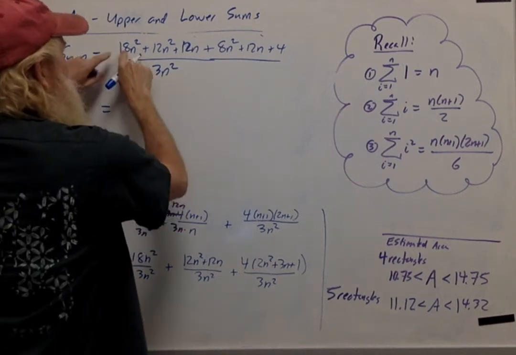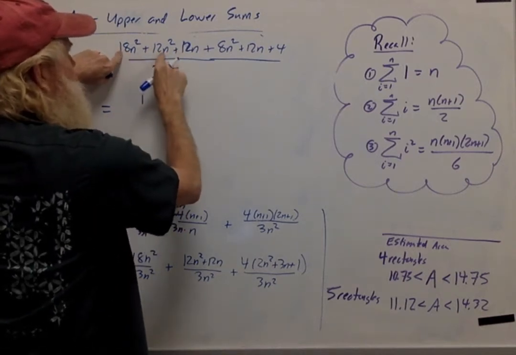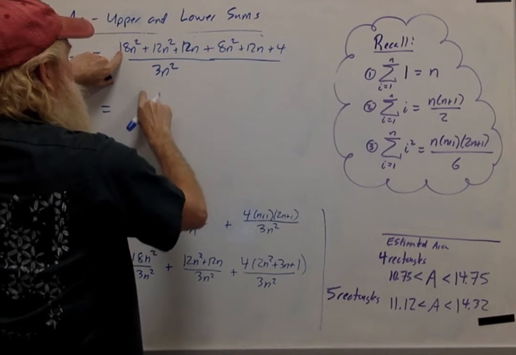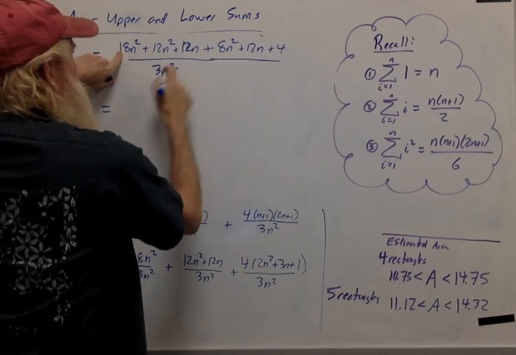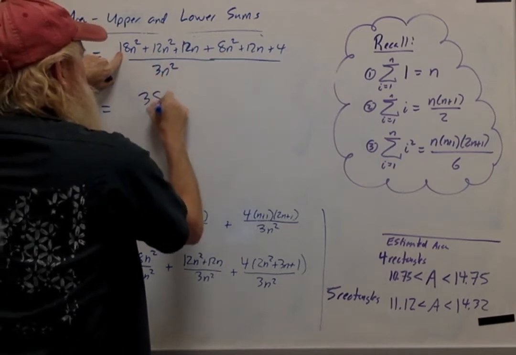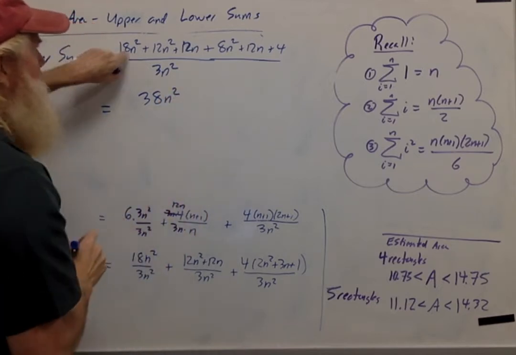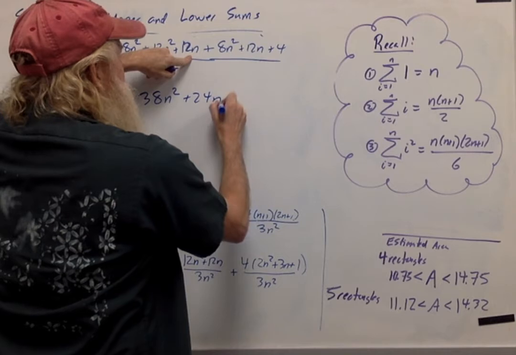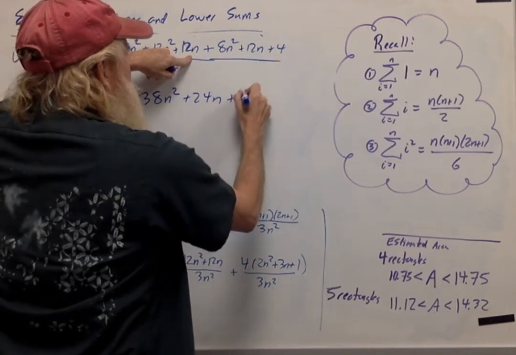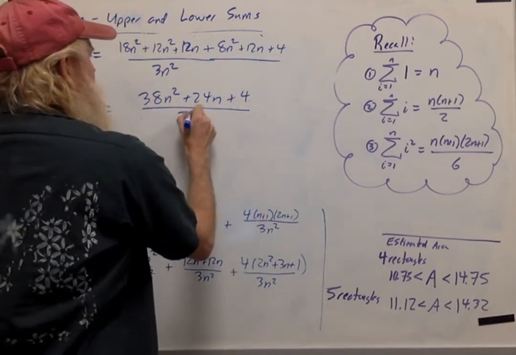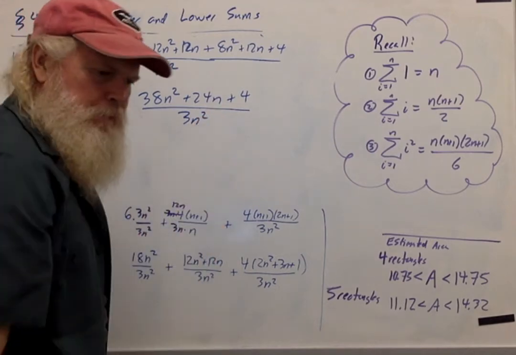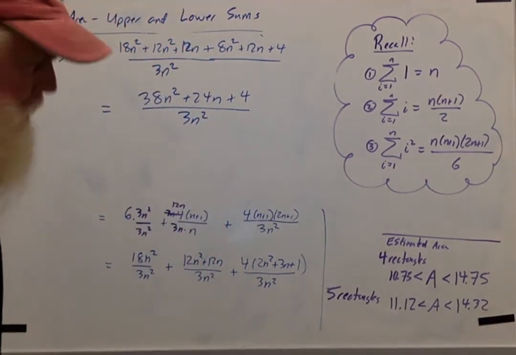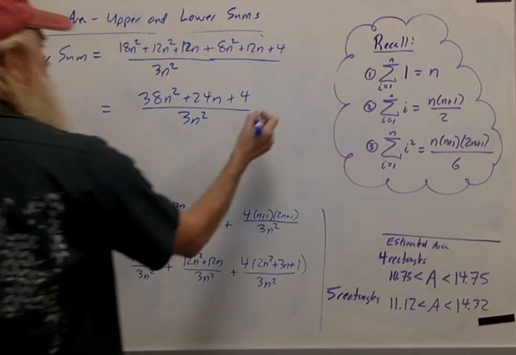That's 18n squared plus 12n squared plus 8n squared is 38n squared. 12n plus 12n is 24n, and I have a 4. And that's our formula for the upper sum.